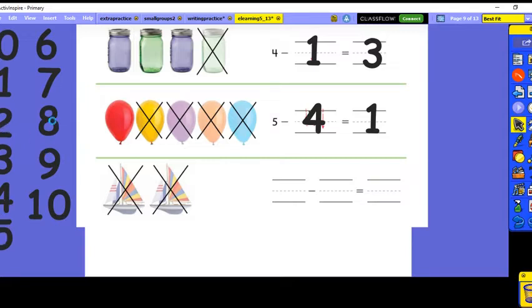Okay, we started with 2 sailboats. We took 2 sailboats away. 2 minus 2 equals 0. Very good.